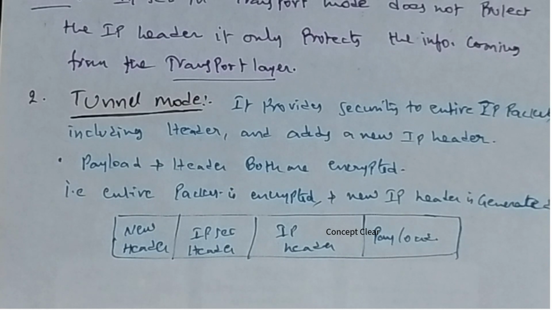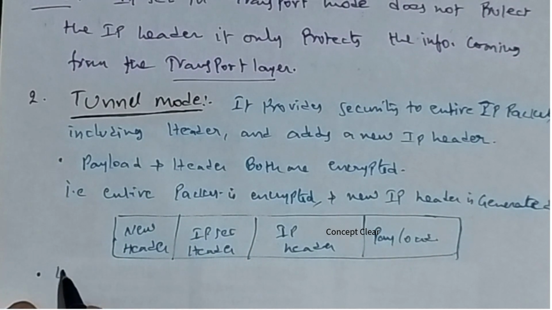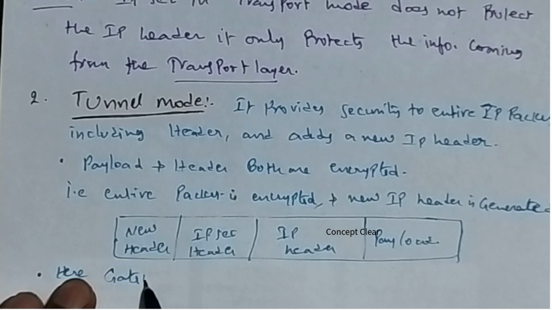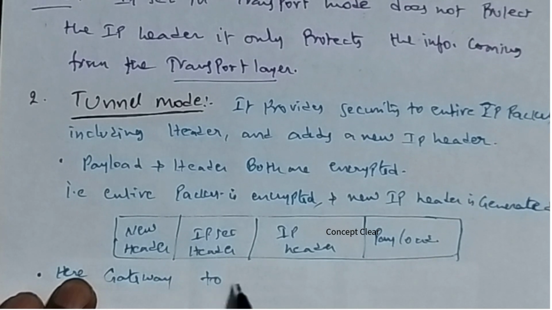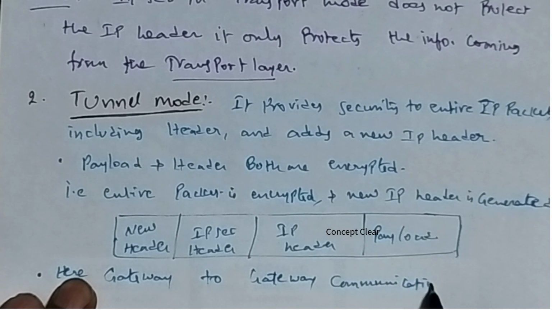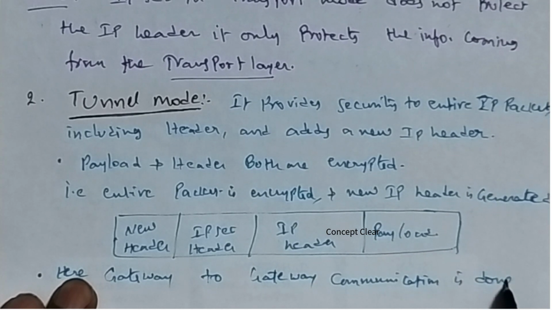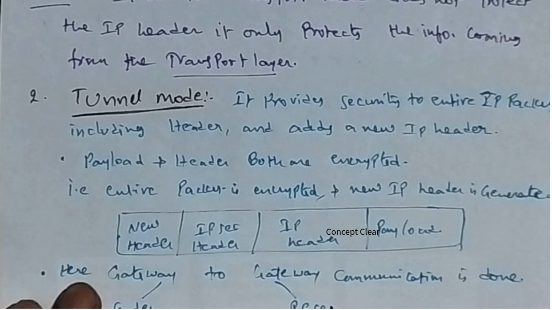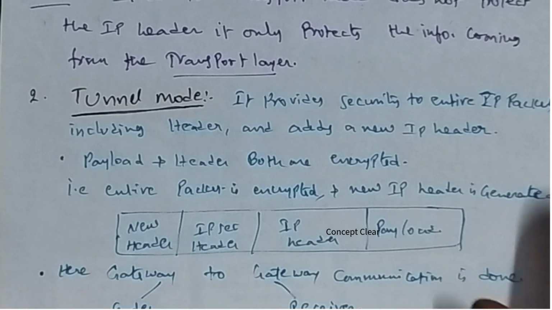Okay, here the gateway to gateway communication is done. It means from the sending side gateway to the receiving side gateway. Gateway to gateway communication is completed. Okay, gateway to gateway means what? It is the sender gateway and the receiver gateway. Okay, this is about the tunnel mode.